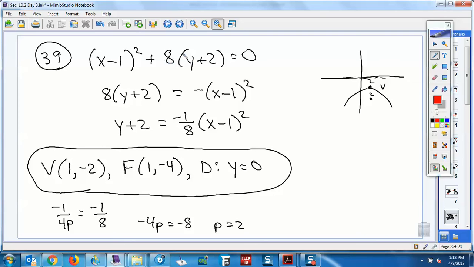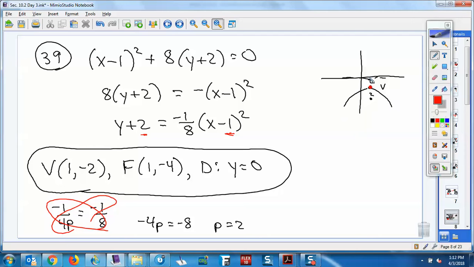39, we've got to get this equation into our standard form, so we're going to move the x, the squared thing over here, so it'll be negative. We're going to divide by 8. So now we have our vertex would be 1, negative 2 is our vertex. We take our negative 1/8, set it equal to negative 1 over 4p, cross multiply, negative 4p equals negative 8, so p equals 2. And so if our vertex is right here at 1, negative 2, we know this is a y equals, so it's got a, and it's negative, so it opens down.